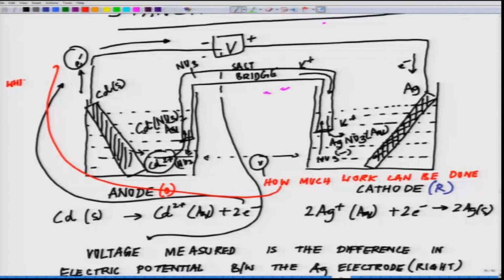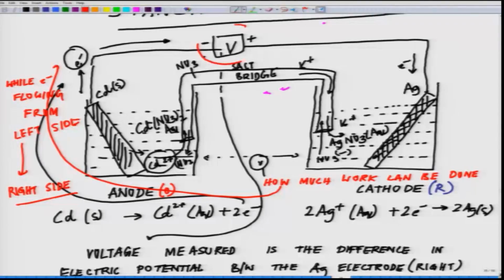While electrons are flowing from one side to the other, which is essentially from your left side to right side. This is what we talked about, and there is one more axiom which is very important for you to realize here. This part is very critical.